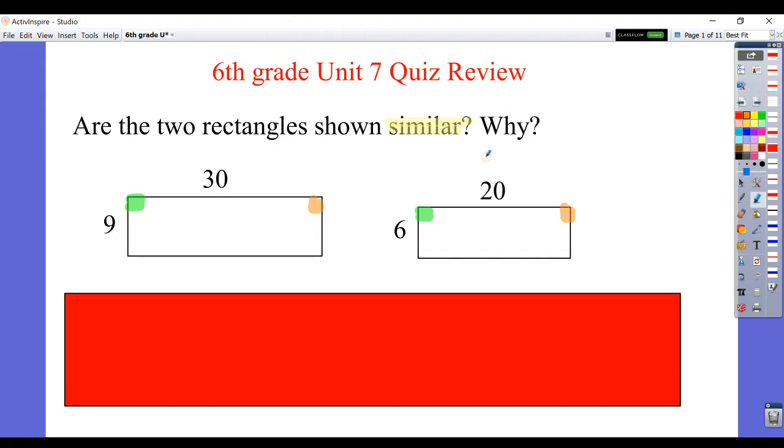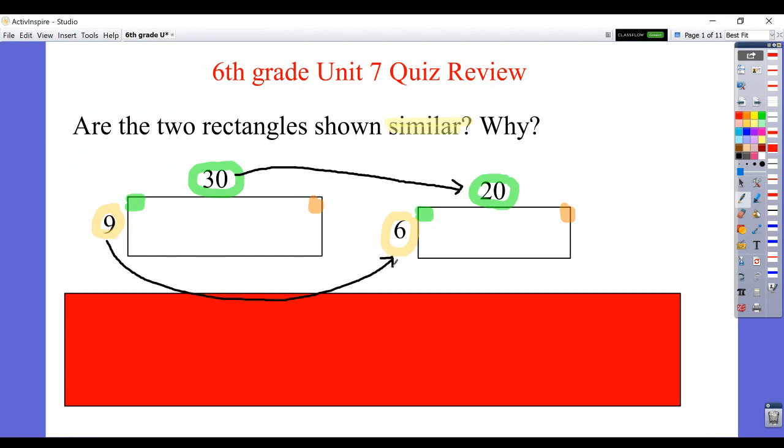First is that they look the same. Second is that corresponding angles are congruent. The third criteria is that the corresponding sides need to be multiplied by the same scale factor. What we mean by that is 30 and 20 are corresponding sides. They're both the length of the rectangle. And 9 and 6 are also corresponding sides, because, again, they are the width of the rectangles. So what we're looking for is to see if the multiplier or scale factor that gets us from 30 to 20 is the same multiplier or scale factor that gets us from 9 to 6.